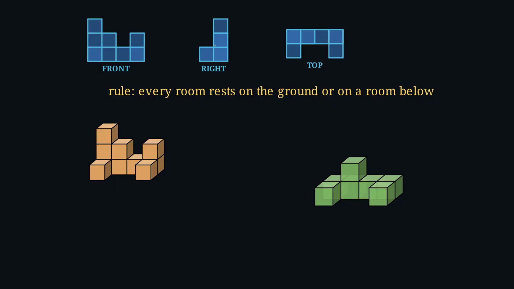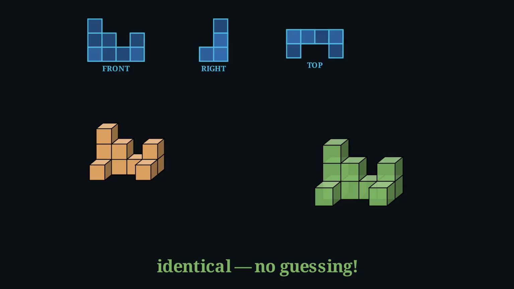Forced. 2. Trickier. At the left end, 2 columns share the front view's 3. But the right view caps the whole front row at 1. So the 3 belongs to the back column. The same reasoning forces every other column, every cube forced into place. Slide it over the architect's stack. Identical. For our stack, the 3 views left no guessing.